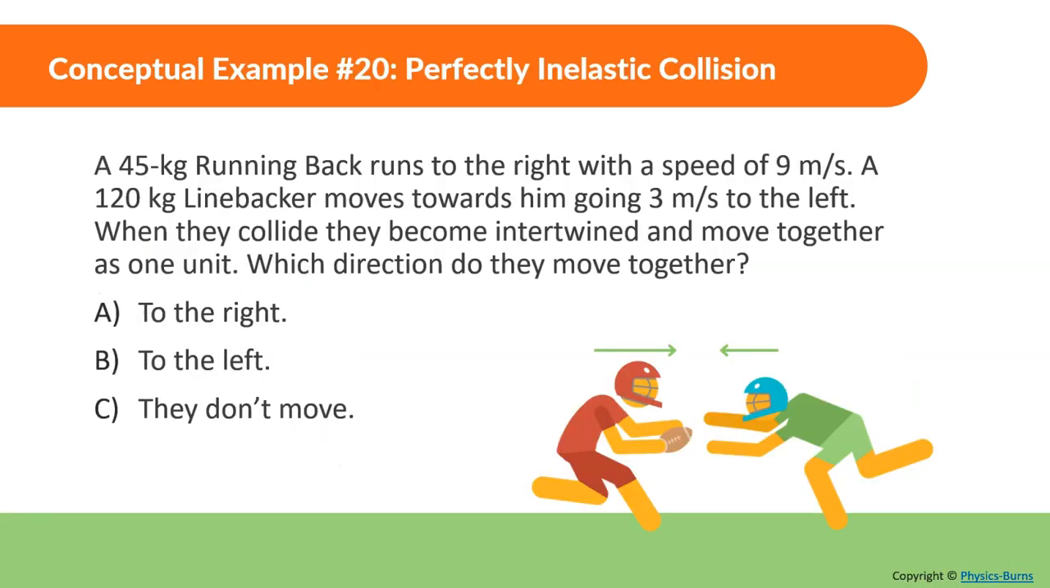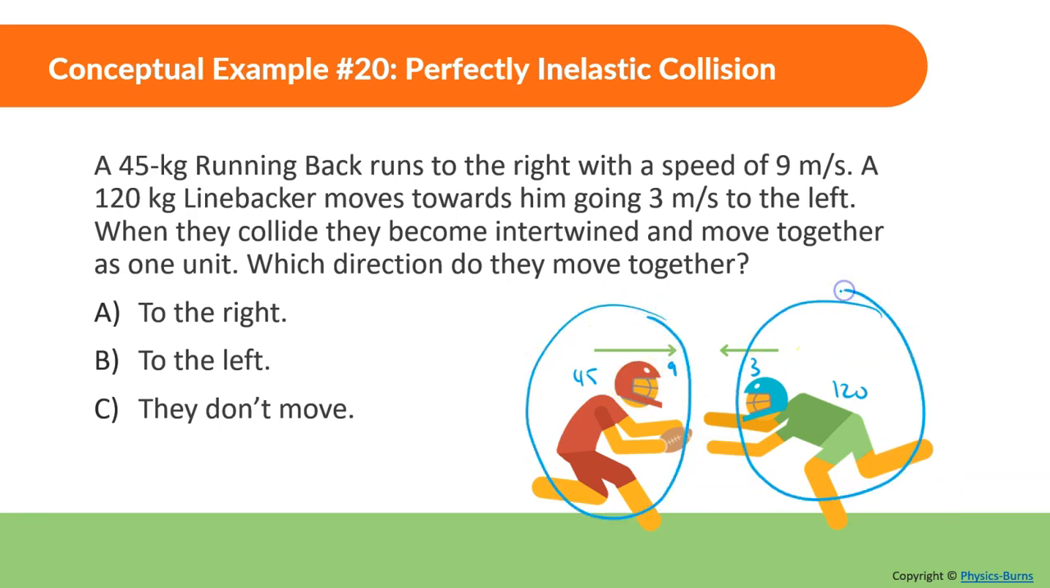Okay, moving on. A 45 kilogram running back runs to the right with a speed of 9 meters per second. A 120 kilogram linebacker moves toward him at 3 meters per second. When they collide, they become intertwined and move together as one unit. Which direction do they move together? With this question, we have to find which one has more momentum, because since they get intertwined, the direction it goes depends on which one has more momentum. So let's figure that out.